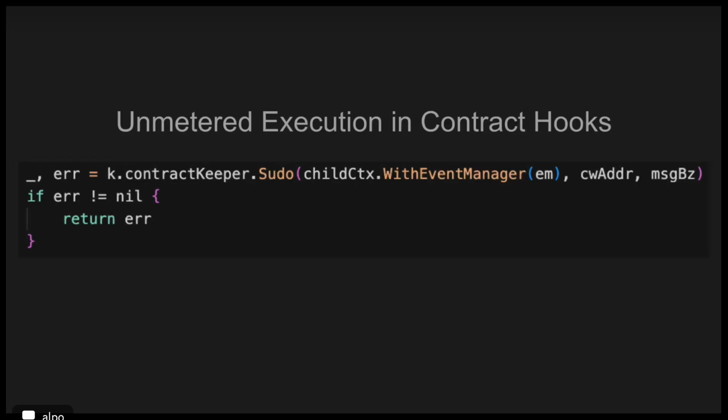So the way you get around it is by creating a child context with its own gas limit.